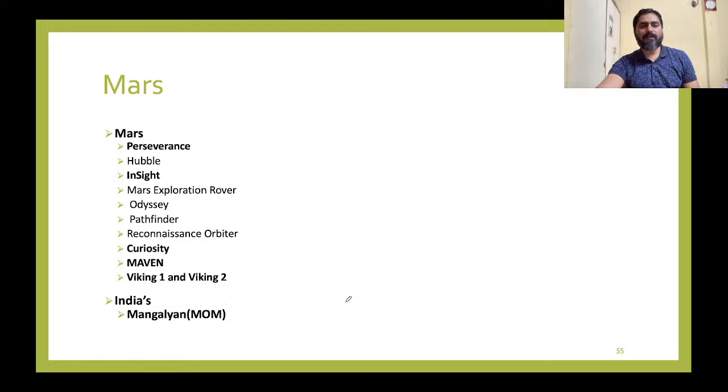So with respect to Mars, in 2021, 3 missions reached Mars. One was Perseverance, second was Hope of UAE, and third was Tianwen 1 of China.